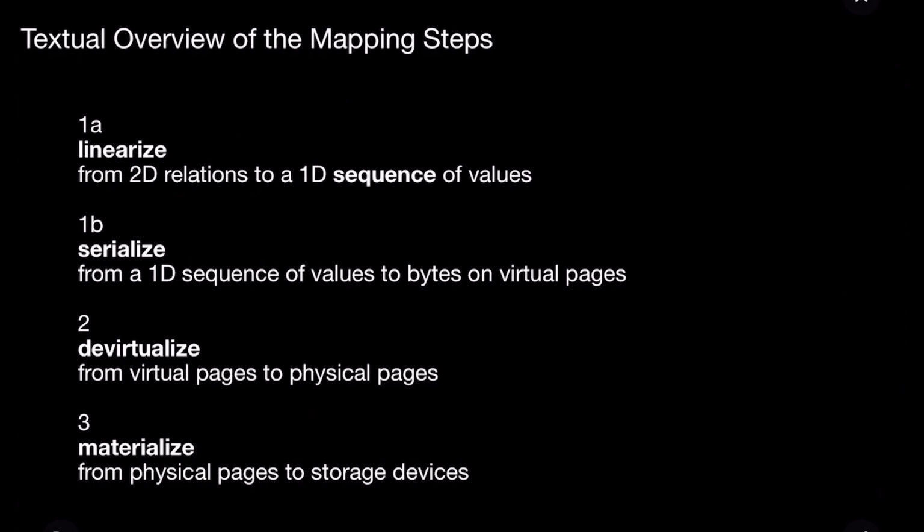Here again is the textual overview of those different mapping steps. You first linearize from 2D relations to a 1D sequence of attribute values. 1b is serialization from a 1D sequence of values to bytes on virtual pages. Then the second is devirtualization, which we learned about with page tables and shadow storage: virtual pages to physical pages. Then physical pages to storage devices is materializing data on a storage device. You would call it storing. We also sometimes call it materializing the data, because it's physically written and stored somewhere on that device.